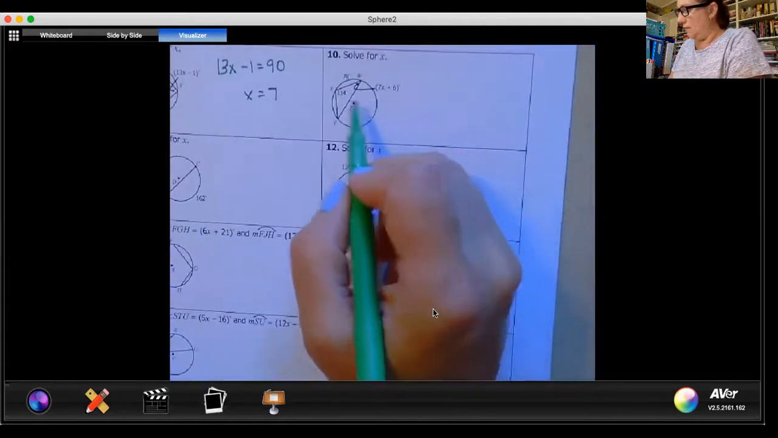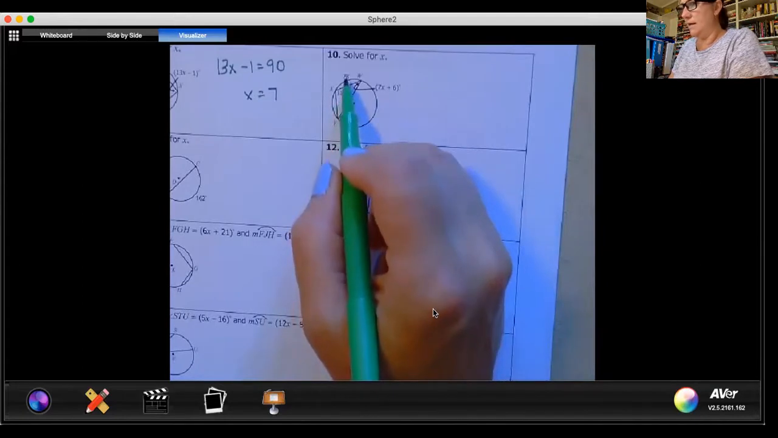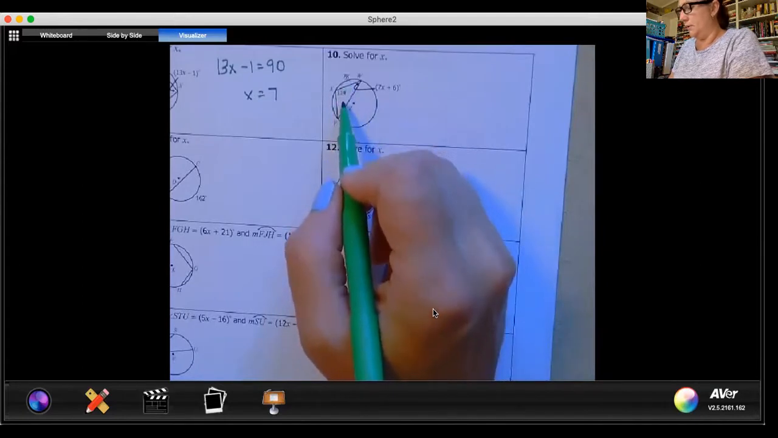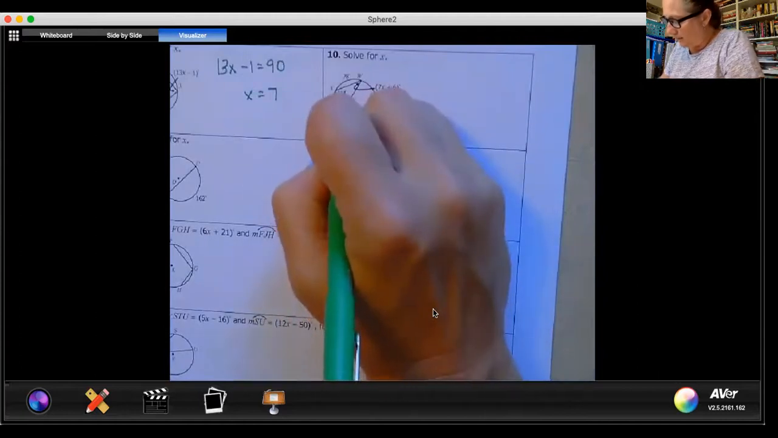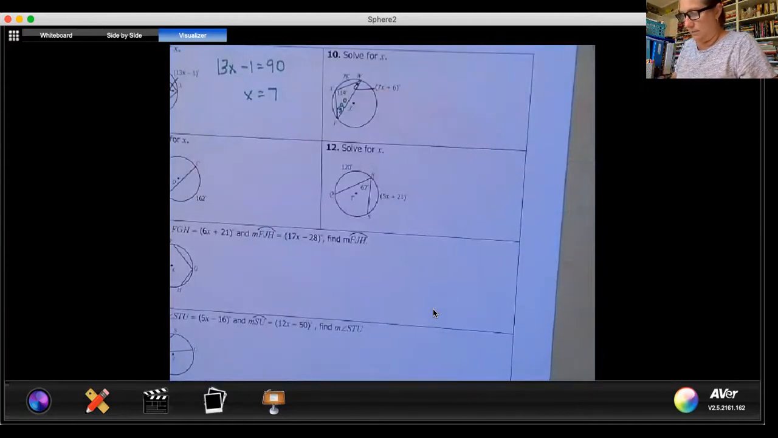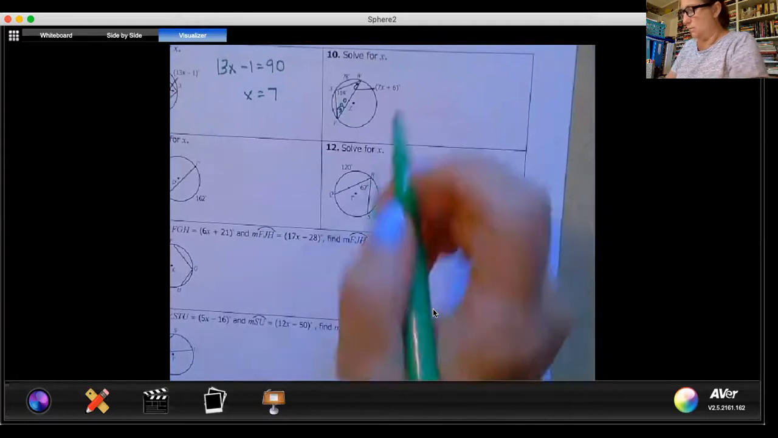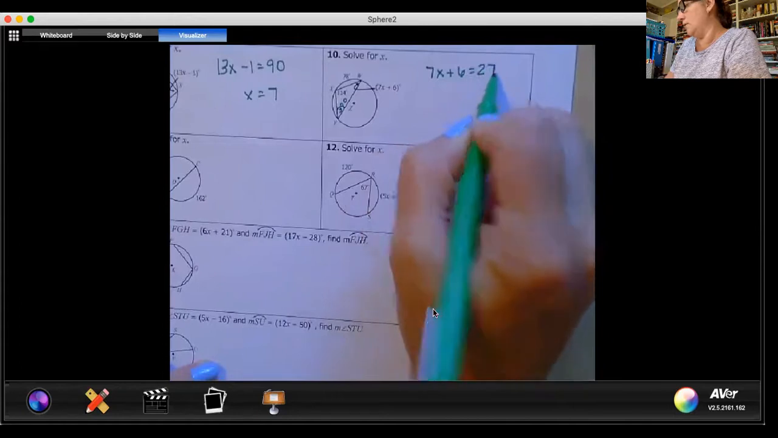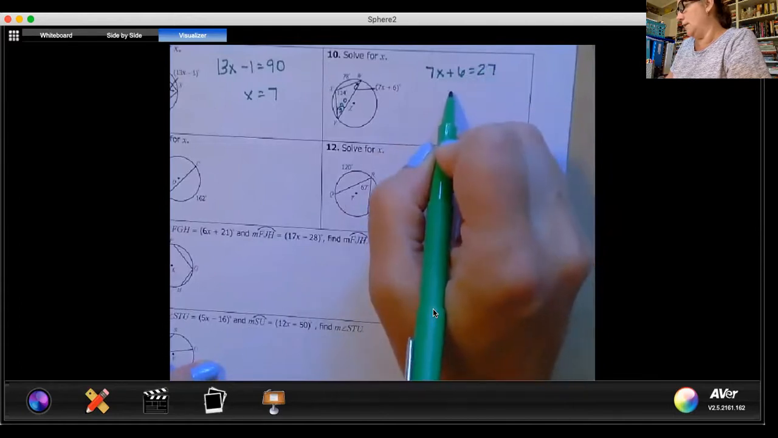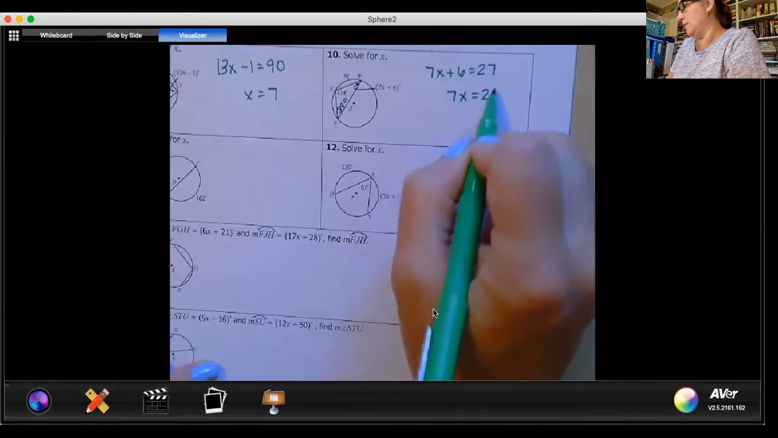And we have 114 here. We have 78 here. So what we need to do, take our calculators, and I'm going to do 78 divided by 2 to get 39. And 180 minus 114 minus 39 is 27. So 7x plus 6 has to equal 27 degrees. So 7x is 21, x is 3.